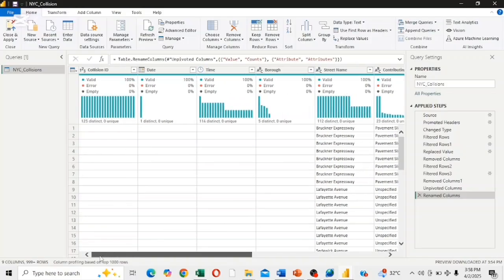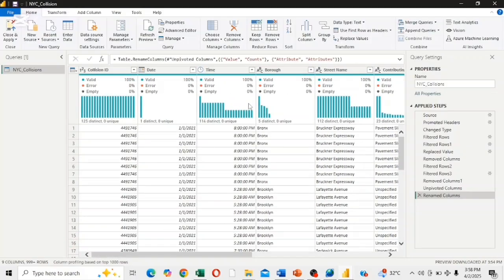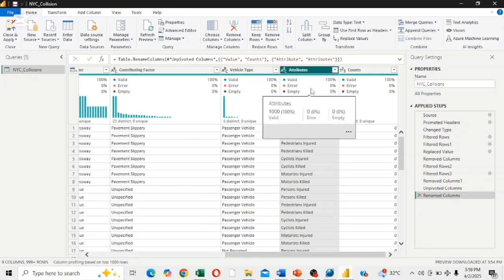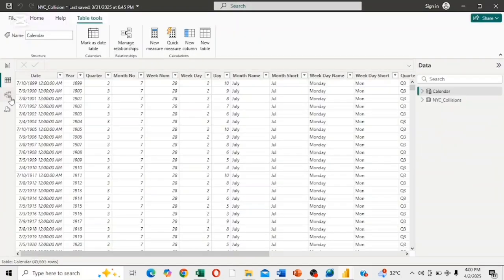After bringing my data set into my Power Query, I removed some columns that will not be necessary for this analysis. I unpivoted those columns, and the columns that I unpivoted include the persons injured, persons killed, pedestrians injured, pedestrian killed, cyclist injured, cyclist killed, and the motorist injured and motorist killed. Okay, so these are what we call my attributes and the counts. So let me show us what the modeling looks like.